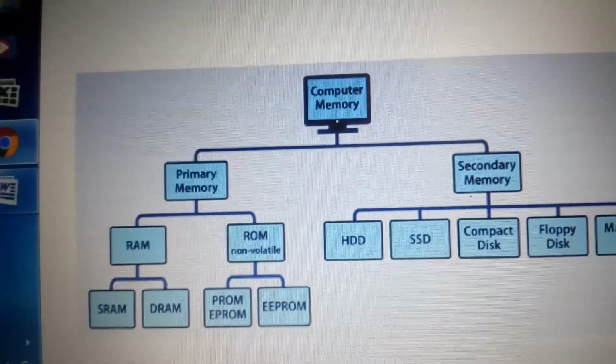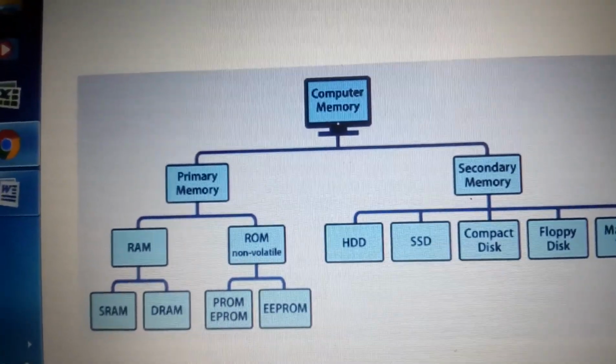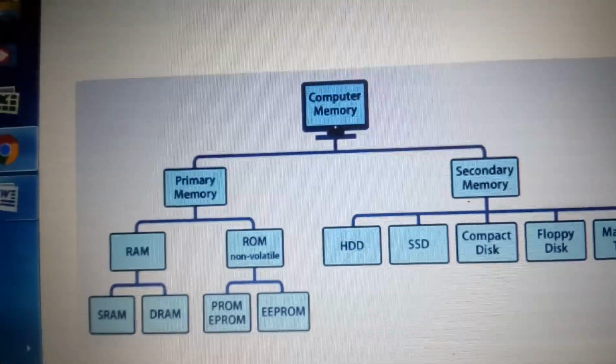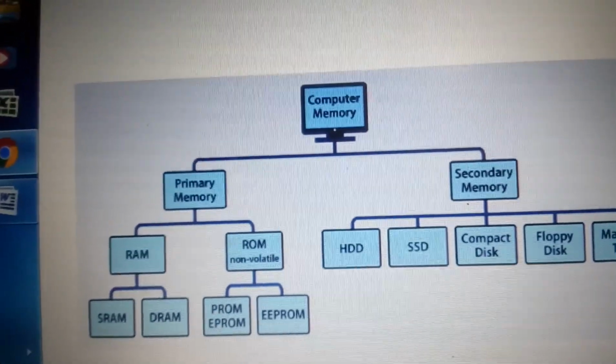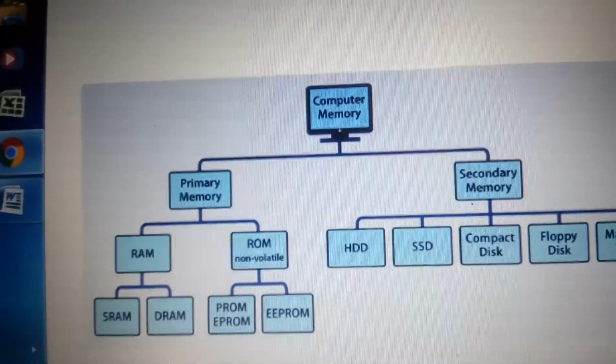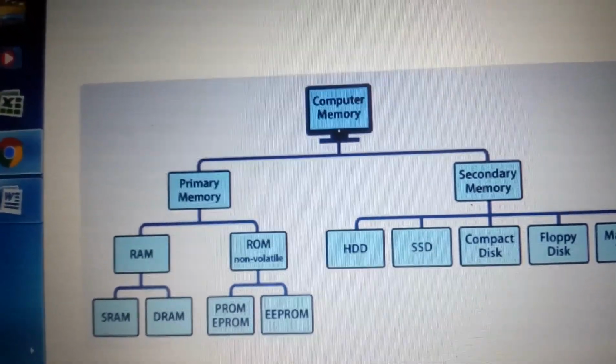Its third part is MRAM. MRAM is magnetoresistive RAM. It is a newer type of RAM which stores data using magnetic charges instead of electrical charges.